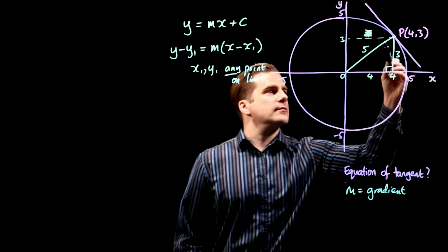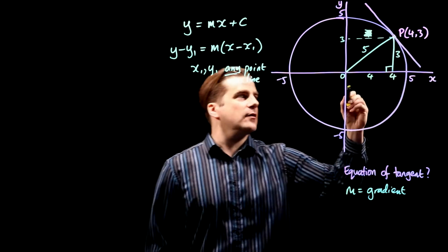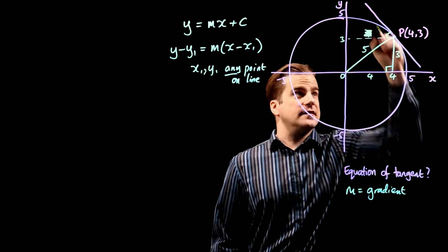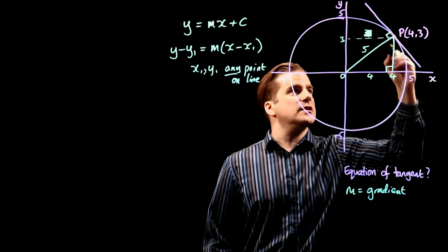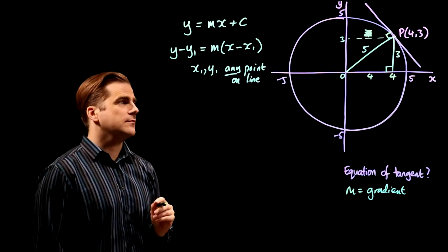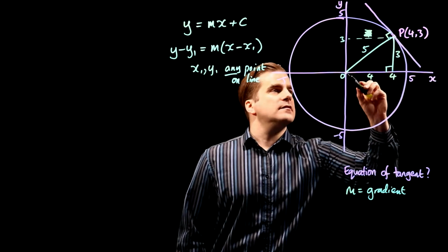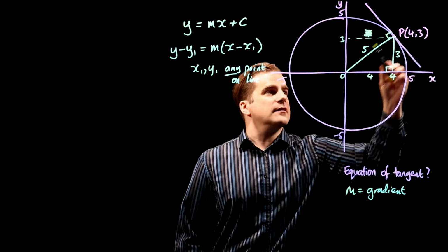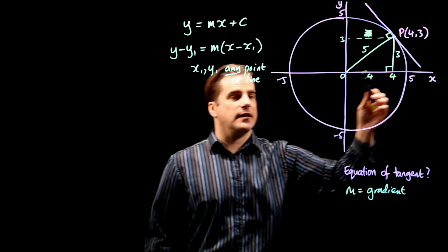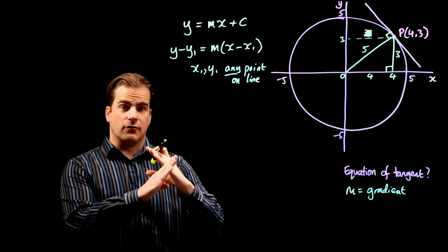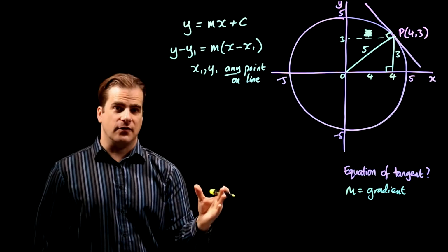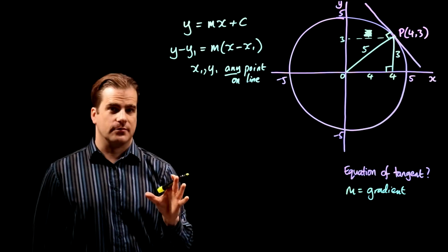So, why have I drawn that? Well, that line, because that's a tangent, the tangent is at a right angle to the radius of a circle. Okay? So that means if we know the gradient of this line, we can immediately work out the gradient of that line. When two lines are at right angles, the gradient of one is the negative inverse of the gradient of the other. Okay?